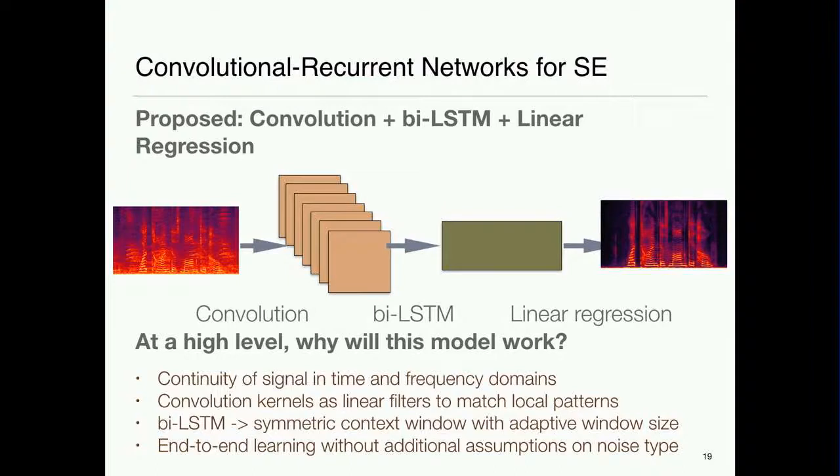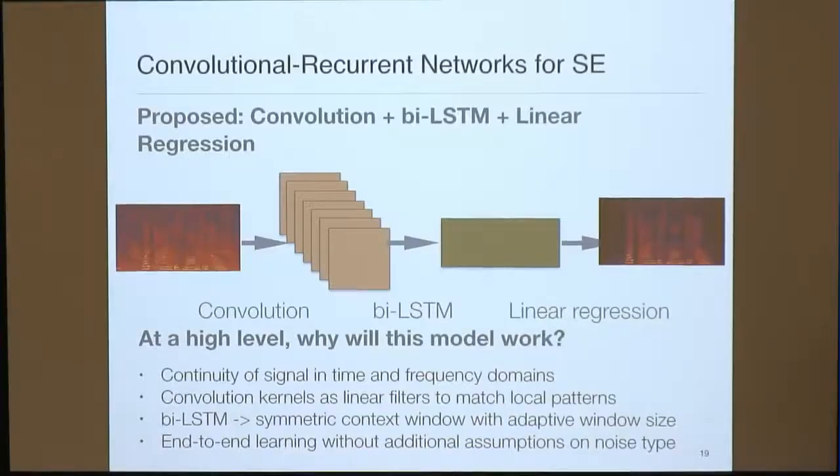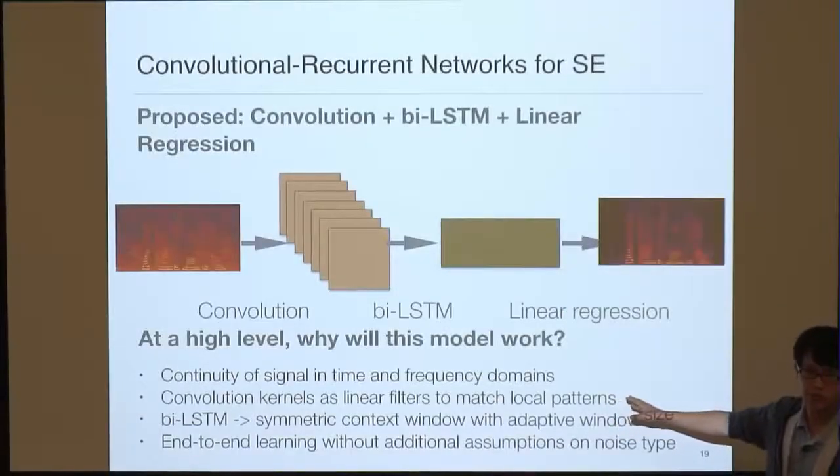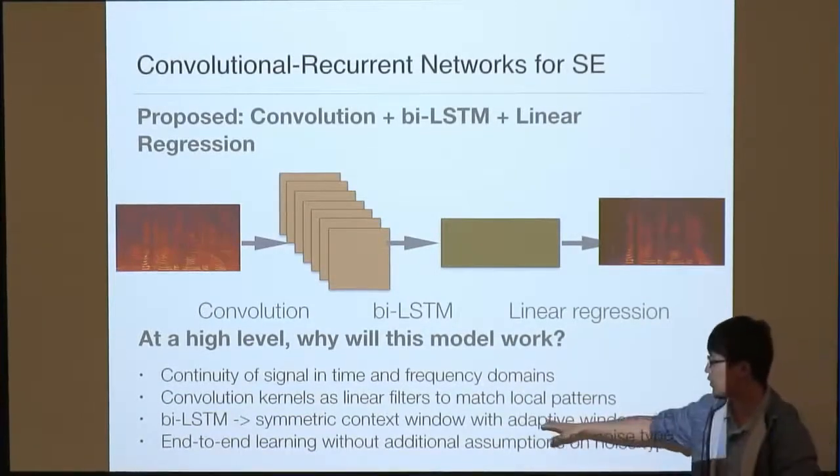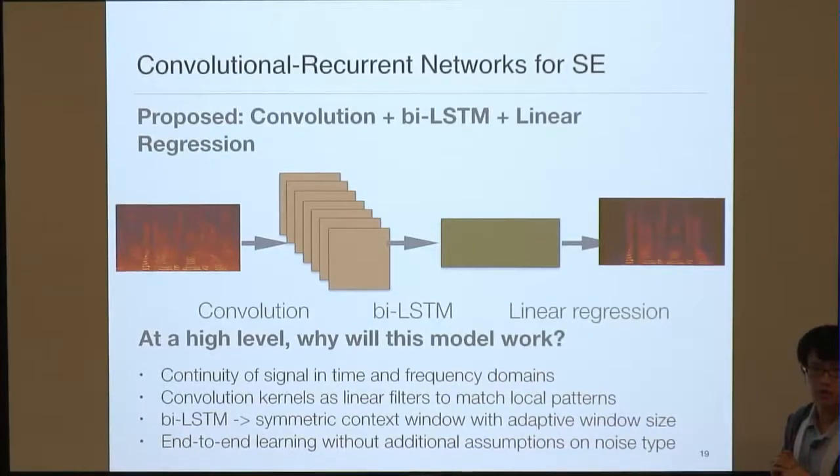At a high level, why should we expect this model to work well? Because this model helps us solve the two observations we just made, which is the continuity of the spectrogram in both time and spatial domains. I will make this point clearer later, but basically a convolutional neural network can be understood as local linear filters, which help to capture local patterns in the spectrogram. And the bidirectional LSTM works as a flexible, symmetric context window, which means it can take advantage of both the previous frames and the frames after.